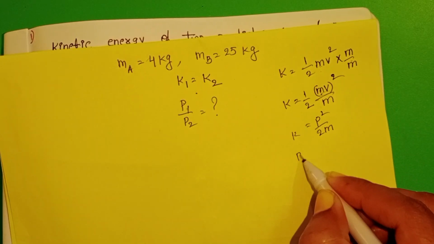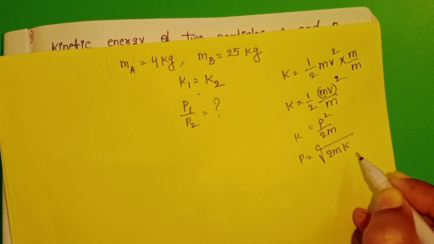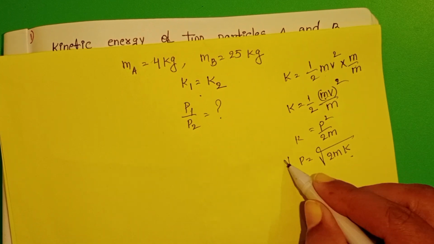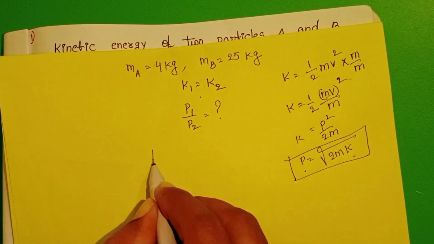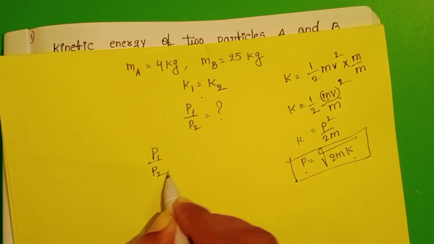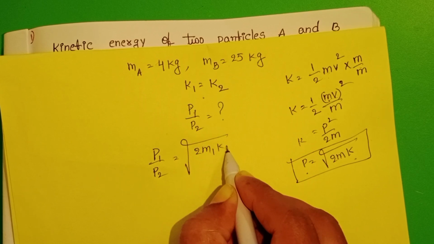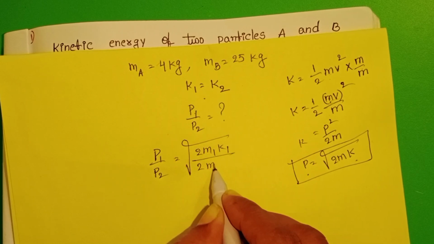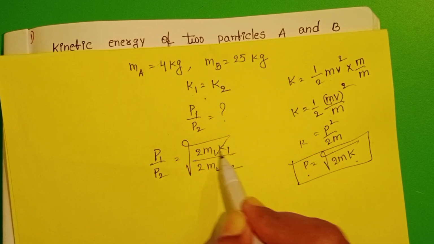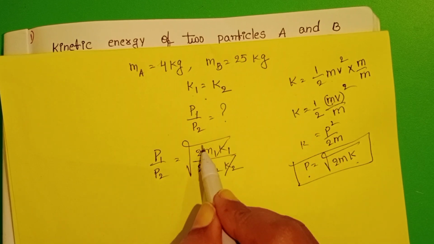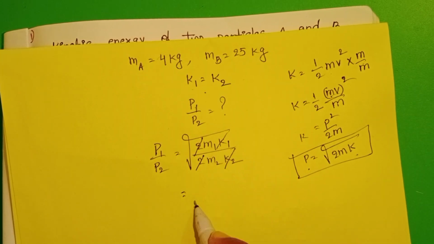From this, momentum is equal to square root of 2mK, where K is kinetic energy. This is the relation between kinetic energy and linear momentum. P1 by P2 is equal to square root of 2m1K1 by 2m2K2. But here we know kinetic energy is the same for the two particles, so K gets cancelled. 2 also gets cancelled. Square root of m1 by m2.